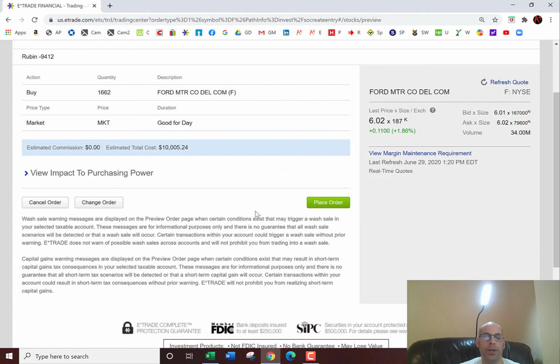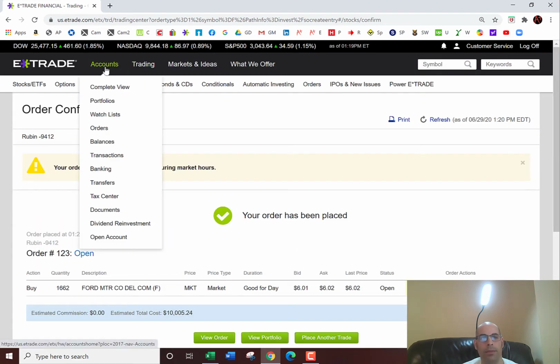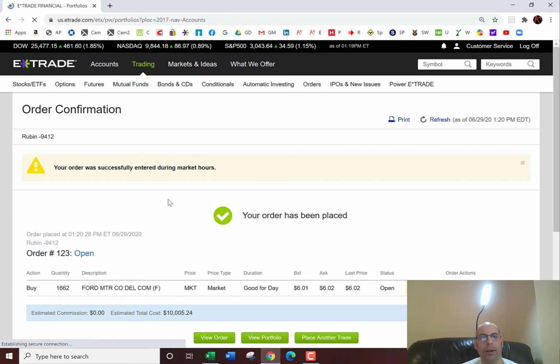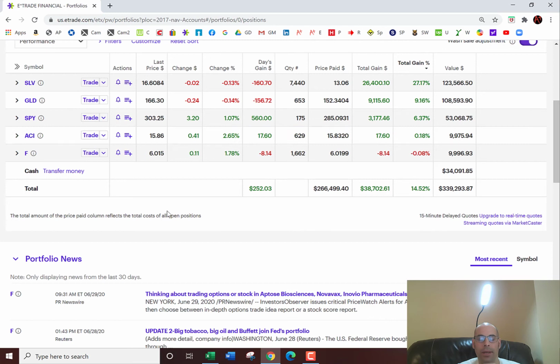Somebody will sell their shares to me at the market price within a split second. So I'm going to hit place order, and the order went through. Now I can look at my portfolio. And you can see Ford is in your portfolio automatically. You don't have to wait 10 minutes or even 10 seconds. It comes automatically because it's all electronic.